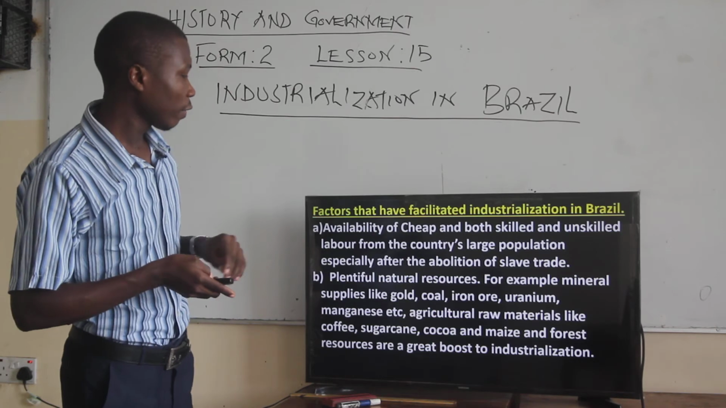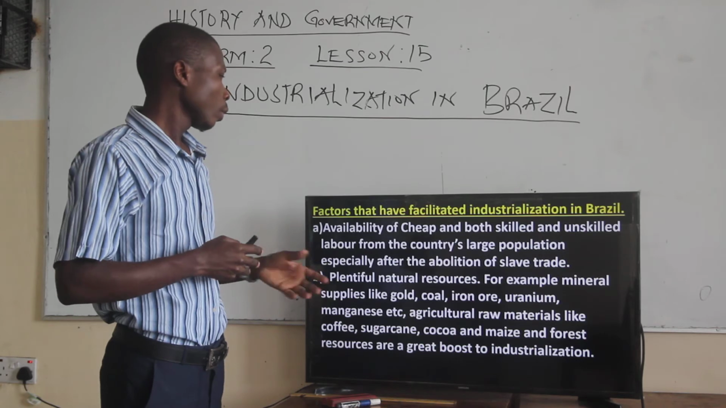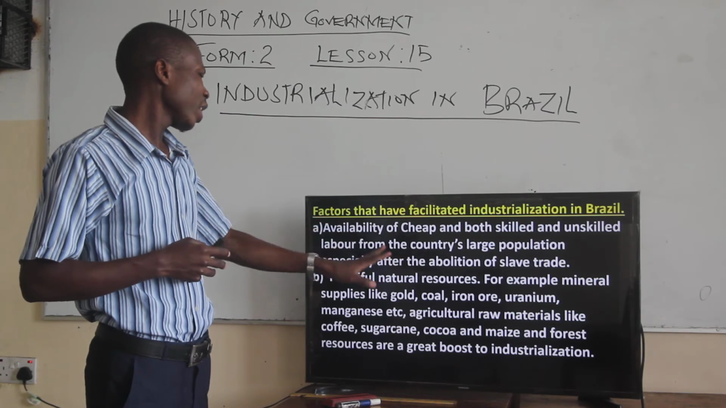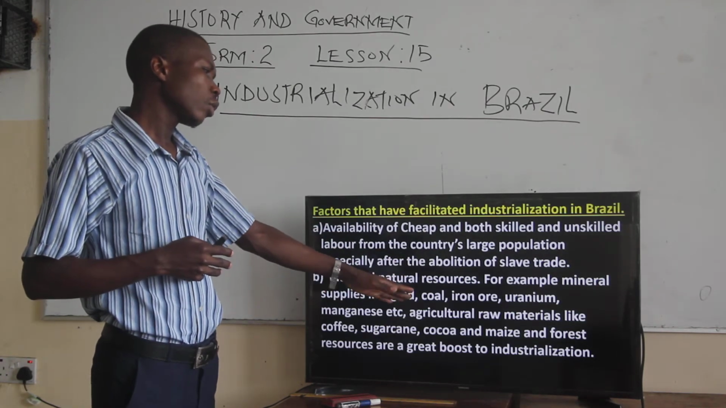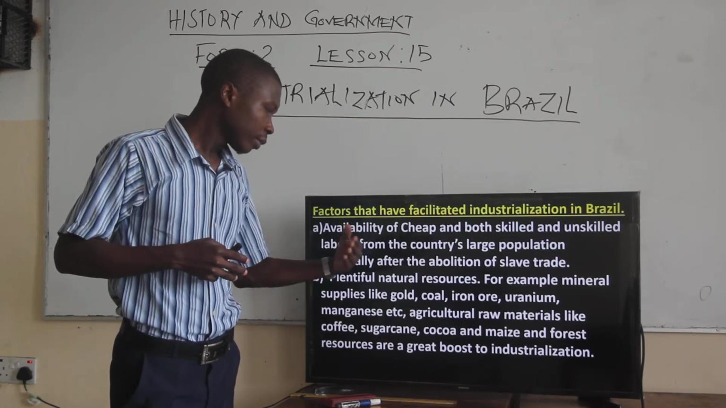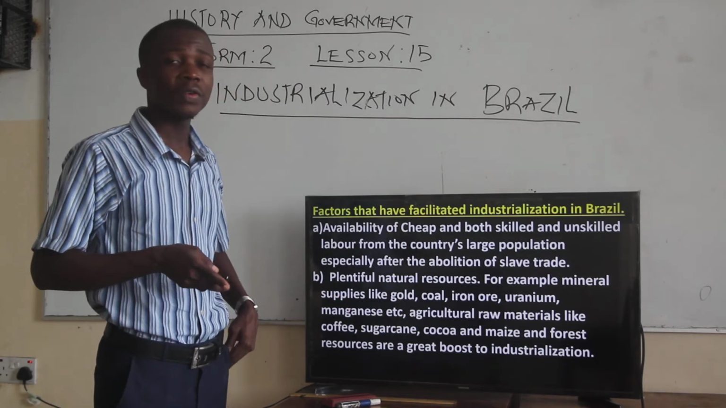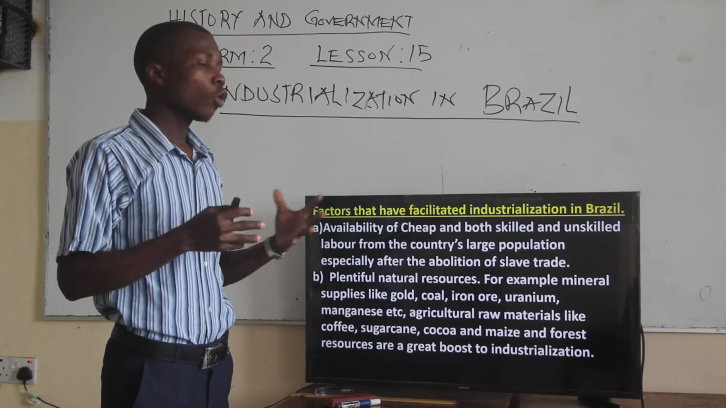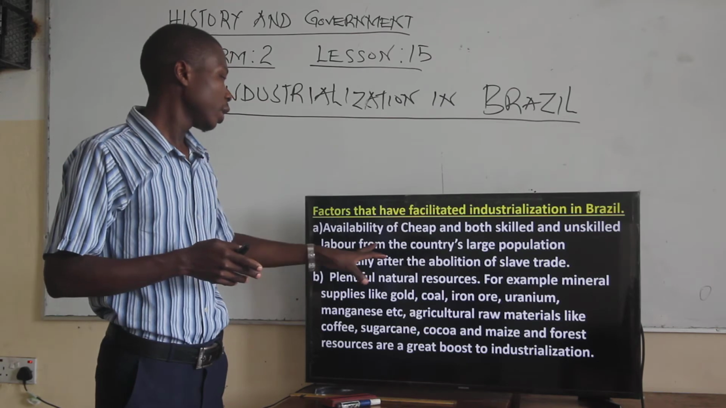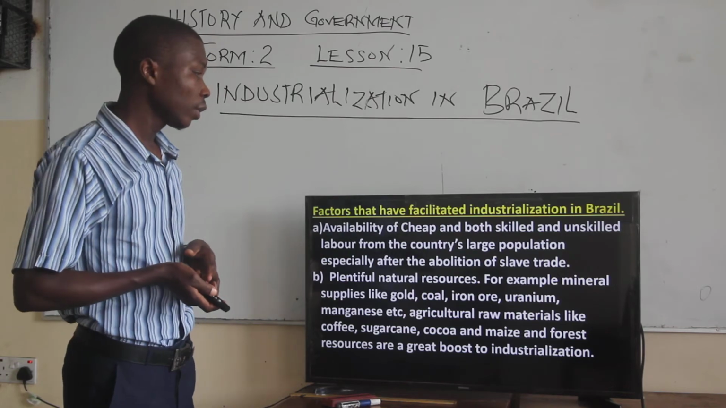Then after that, another factor is plentiful natural resources. For example, we can talk about the supply of gold, coal, iron ore, uranium, manganese, etc. Agricultural raw materials like coffee, sugarcane, cocoa, and maize, and forest resources are also a great boost to industry. All of these are raw materials. They can be used one with the other in the production of finished goods. So these are raw materials coming from Brazil that supported industrialization in Brazil.